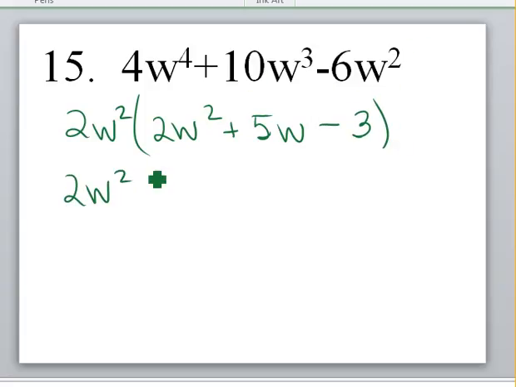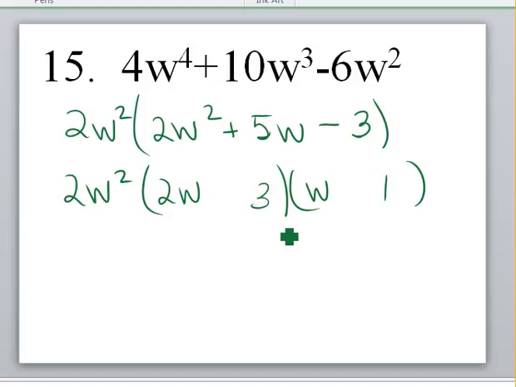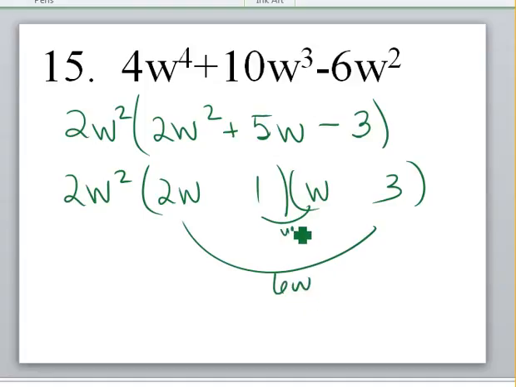Bring down my 2w squared. The only way I can get 2w squared is with a 2w and a w. The only way I can get 3 is with a 3 and a 1. So if I put a 3 and a 1 here, that does give me a 5. However, I can't make them both positives because then I will end up with a negative here. So I actually need to flip-flop these around. And that will give me 6w and a 1w. I want a positive 5w, so a minus here and a plus there. That would be the correct answer.